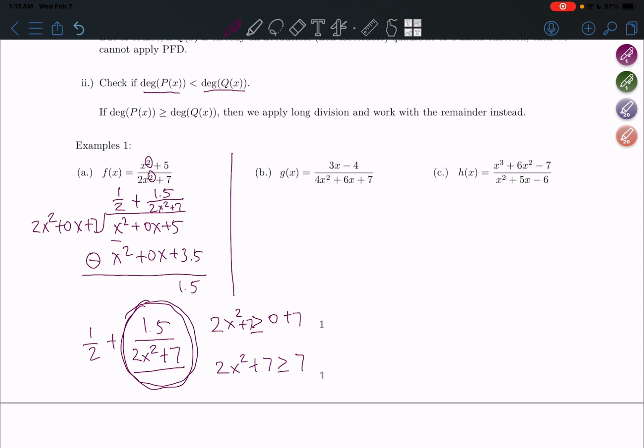Moving on to the next one, g of x. We've got 3x minus 4 over 4x squared plus 6x plus 7. Now this one, degree is no problem. The degree at the top is definitely less than the degree at the bottom. So that's a check. But we should always double check this quadratic to see if it's factorable.